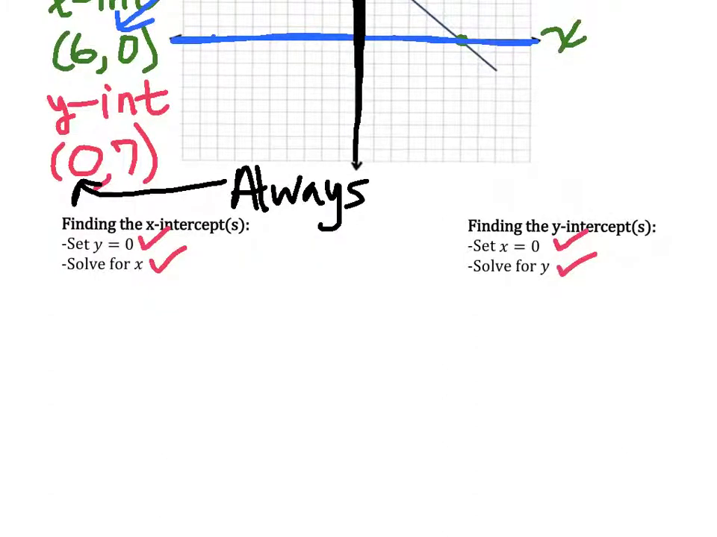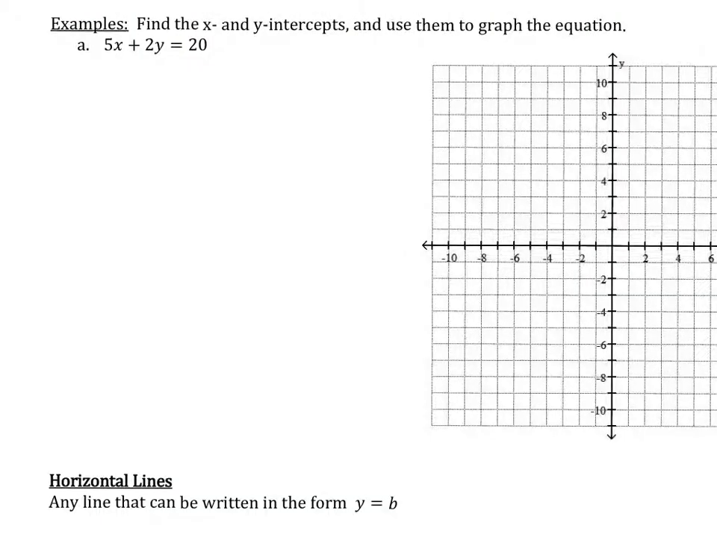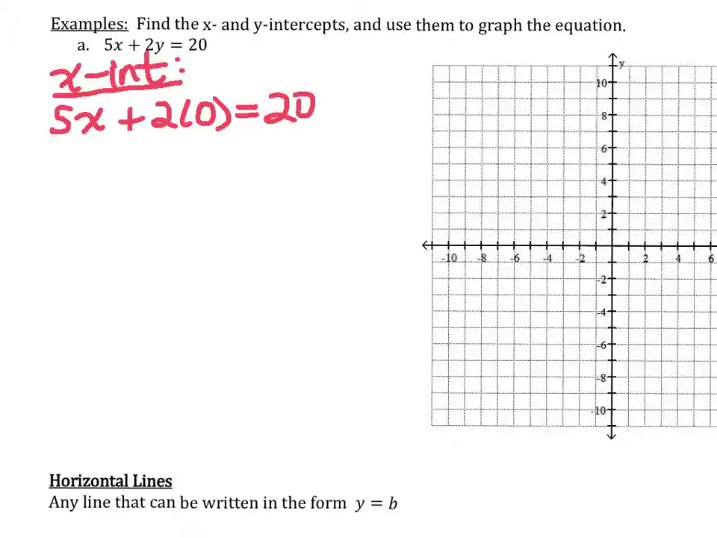Let's look at finding x and y-intercepts and then graphing the equation of a line. In this example, we have 5x plus 2y equals 20. I'm going to start by finding my x-intercept. To find the x-intercept, we just went over that we have to set y equal to 0 and solve for x. So I'm going to replace y with 0. Of course, 2 times 0 is just 0, so this is going to be 5x equals 20. All we have to do is divide both sides by 5, and we'll be able to solve for x. So we get x equals 4.